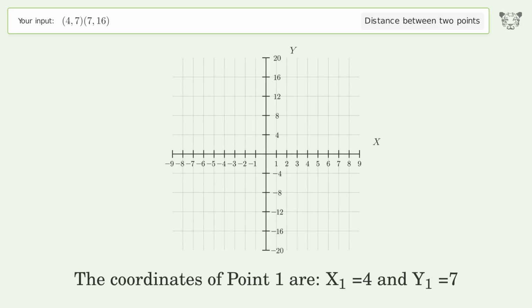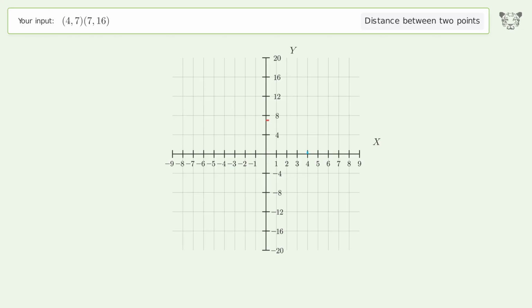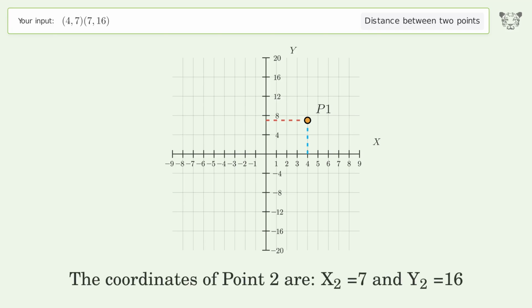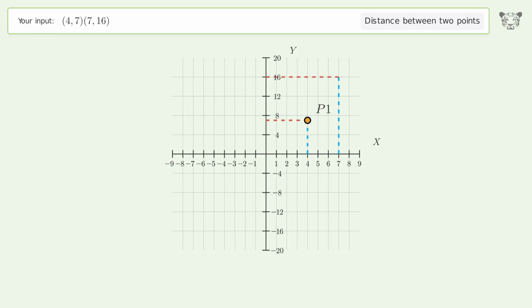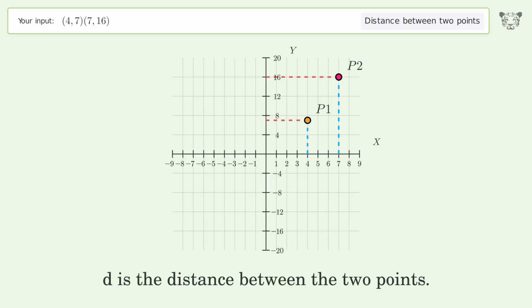The coordinates of point 1 are, x1 equals 4 and y1 equals 7. The coordinates of point 2 are, x2 equals 7 and y2 equals 16. D is the distance between the 2 points.